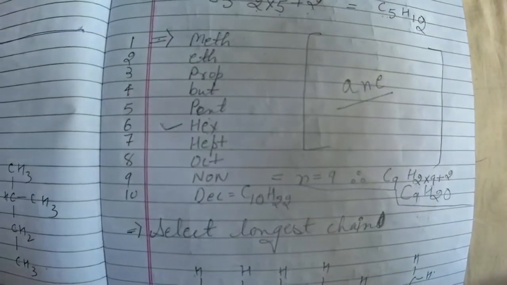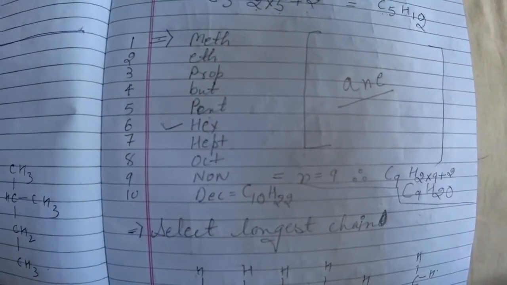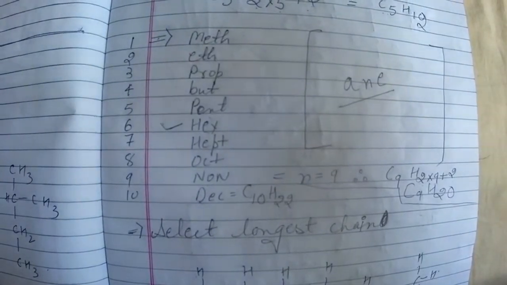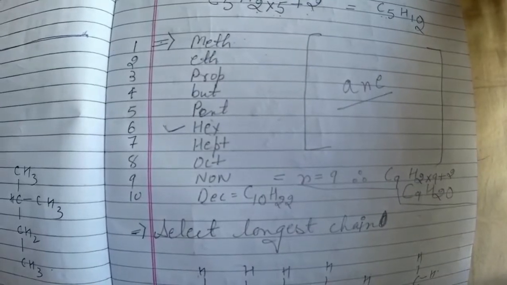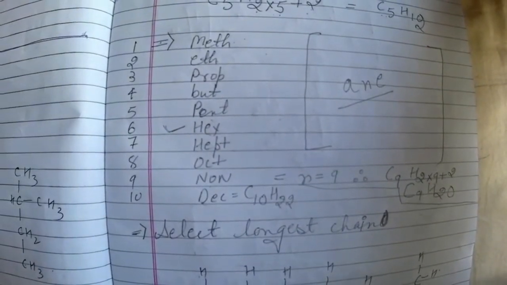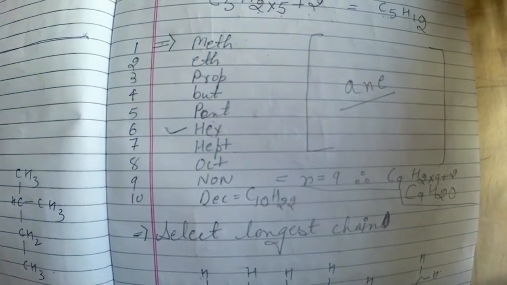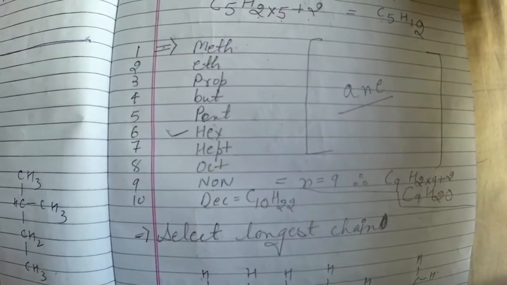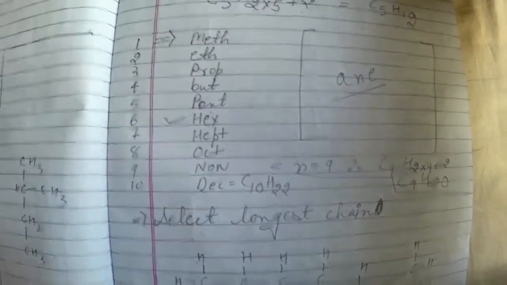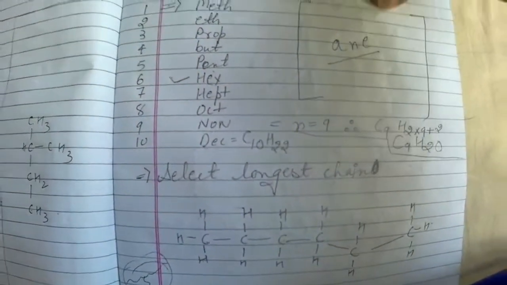So in the naming of compounds, I have already told you that you have to select the longest chain of carbons only, right? You are not going to count hydrogens in the longest chain. You are going to count only and only carbons, and they are to be connected with carbons only. And they should have a single bond in each of them, and the self-linking property of carbon is called catenation. So I have written here: select the longest chain, and this was already discussed in the online class.